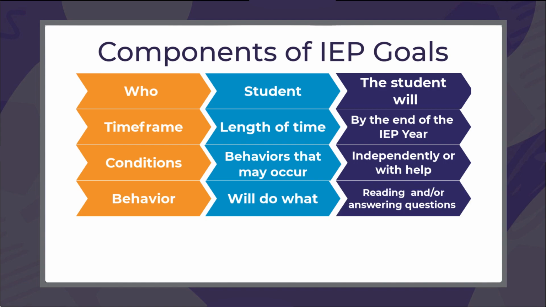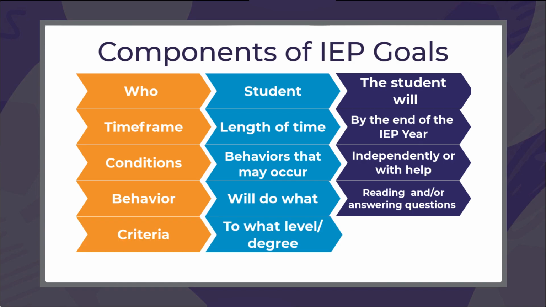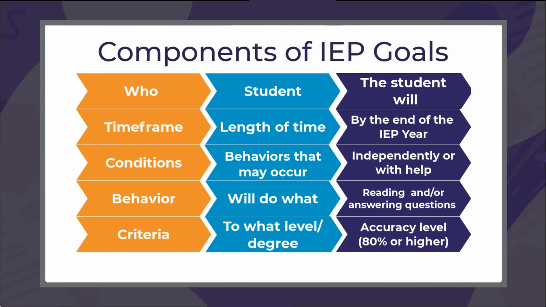So perhaps reading questions, answering comprehension questions, or even reading fluency. And then the criterion refers to the accuracy level at which the IEP team thinks the student can perform a task, and when they consider the IEP goal as being successfully met. Sometimes you'll see this written in an IEP as 80% or higher for that accuracy level.